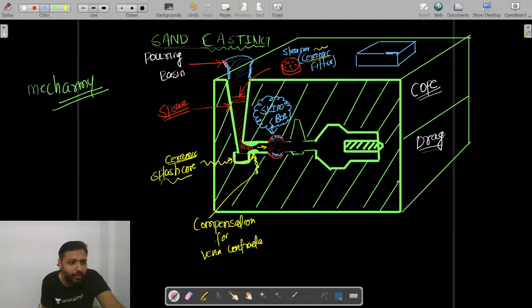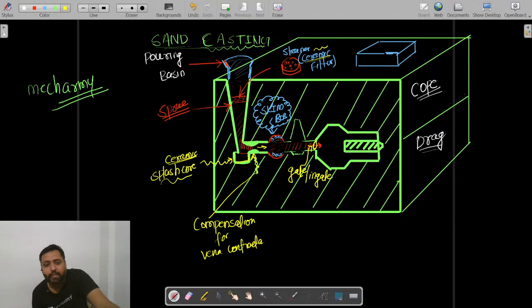Now the molten metal will flow, and from here it will enter the original mold cavity. So this section that you are looking at here, from where the molten metal is entering the cavity, is what we call simply the gate, or it is also called the in gate. It enters that cavity through the gate or through the in gate, my dear students.